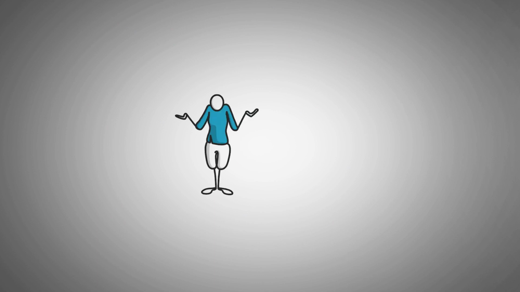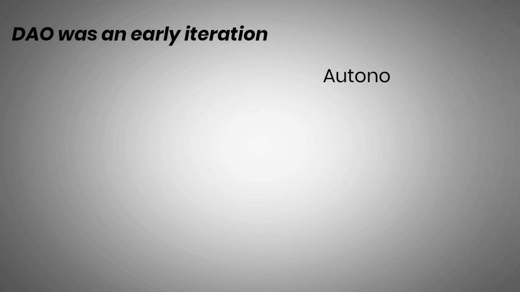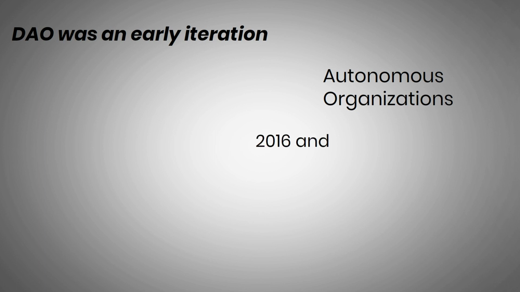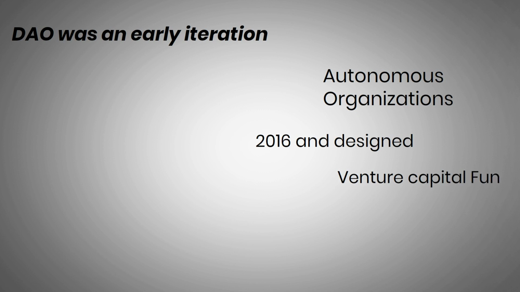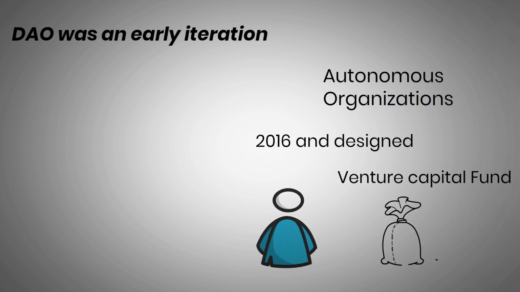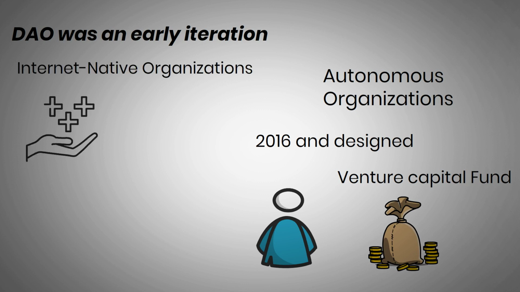Now you must be wondering why someone would need IDOs or DAOs, right? Well, the DAO was an early iteration of modern decentralized autonomous organizations. It was launched back in 2016 and designed to be an automated organization that acted as a venture capital fund. Those who own DAO tokens could profit from the organization's investments by either reaping dividends or benefiting from price appreciation of the tokens. Being internet-native organizations, DAOs have several advantages over traditional organizations.